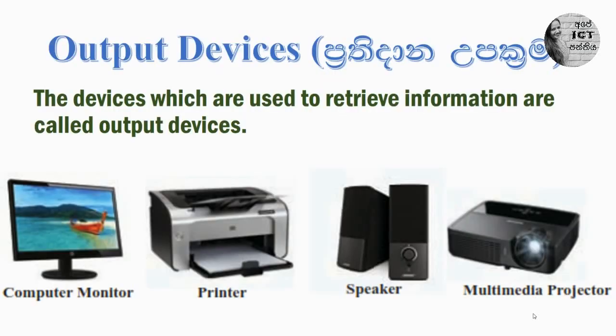Then we will move to output devices. The computer processes data and outputs data. So the devices which are used to retrieve information are called output devices. Retrieve means giving out. For example, computer monitor, printer, speaker and multimedia projector.